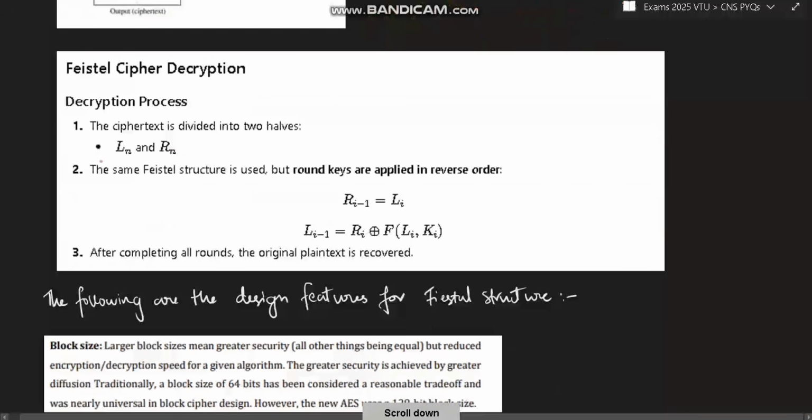For the decryption, the information will be as follows. The ciphertext is divided into two parts, Ln and Rn, and Ri will become Li, and Li will be nothing but the operation's result. After completing all the rounds, the original plain text is recovered. This much you have to write.